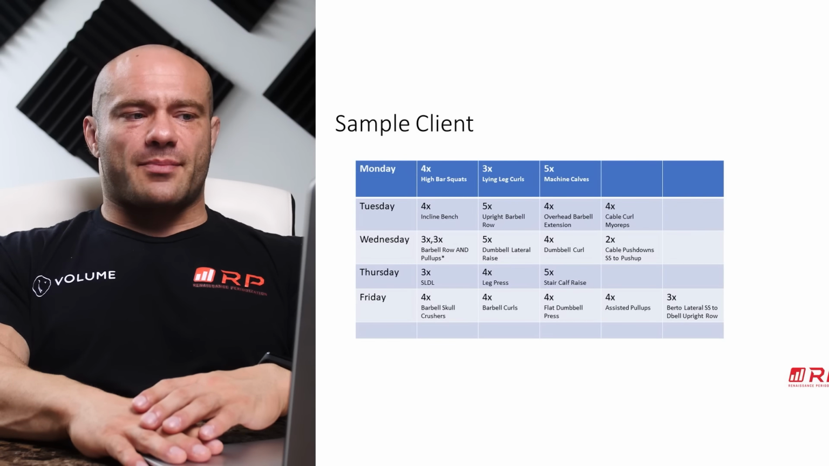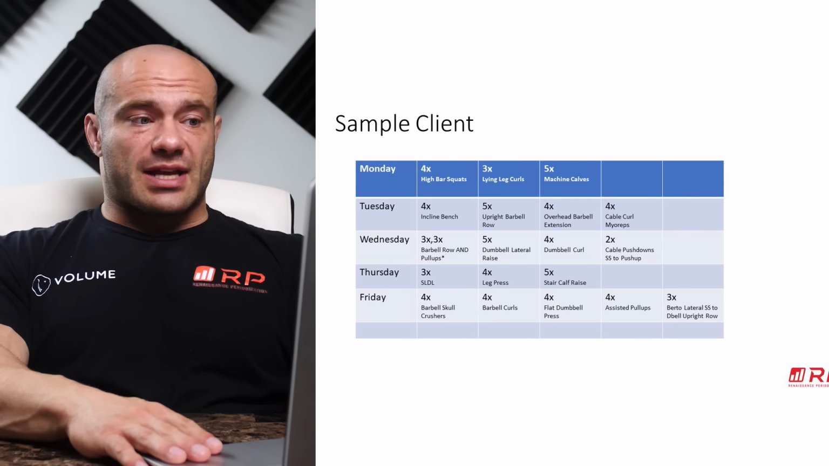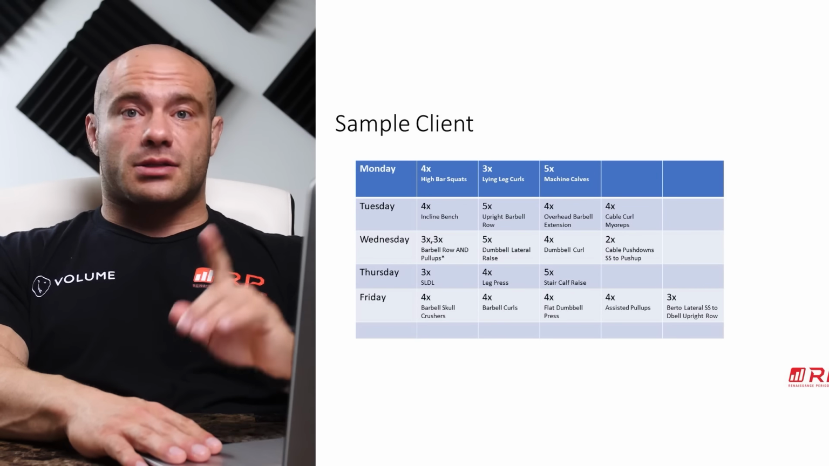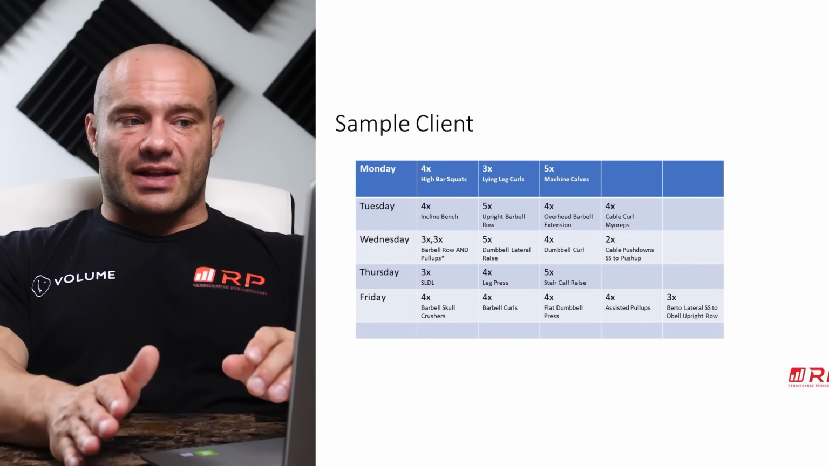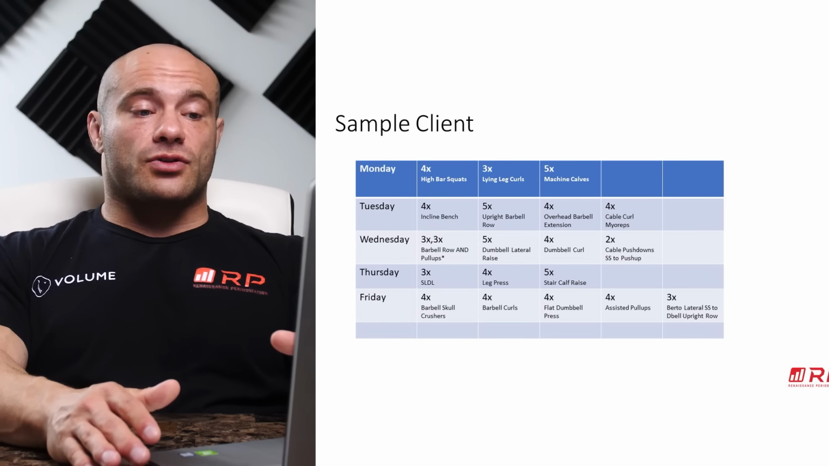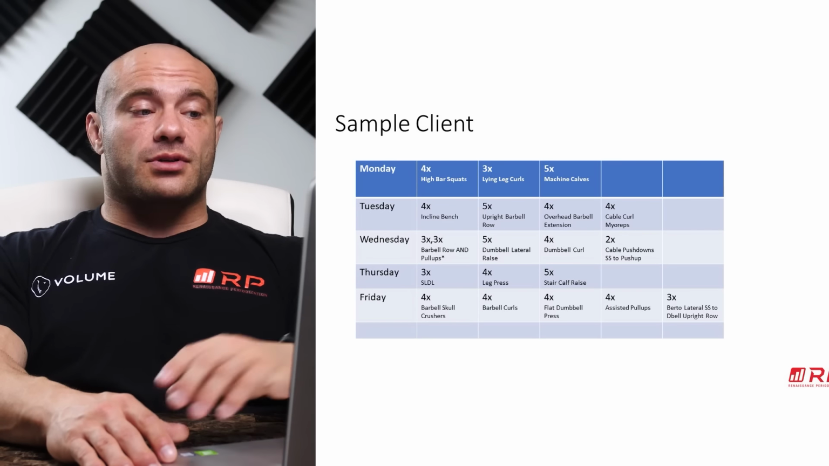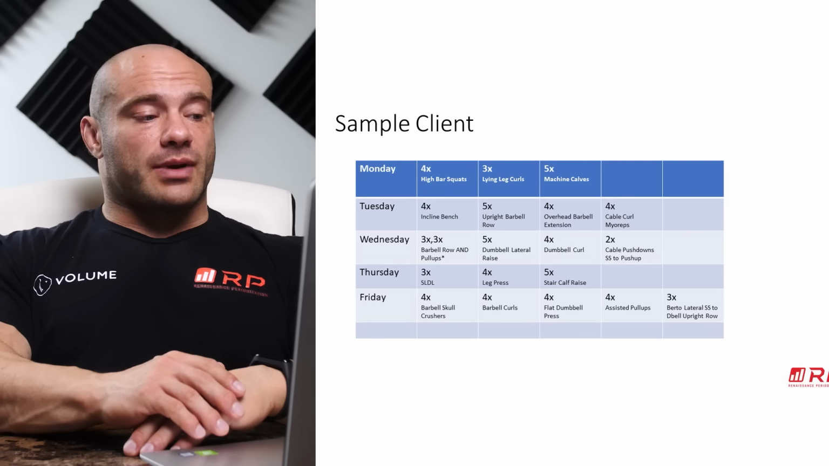All right. So for the sample client, we just assign volumes. So for example, for Monday, 4 sets of high bar squats to start. That's week 1. 3 sets of lying leg curls, 5 sets of machine calves, and so on and so forth. You can look at all these volumes at your leisure by just simply pausing the video.